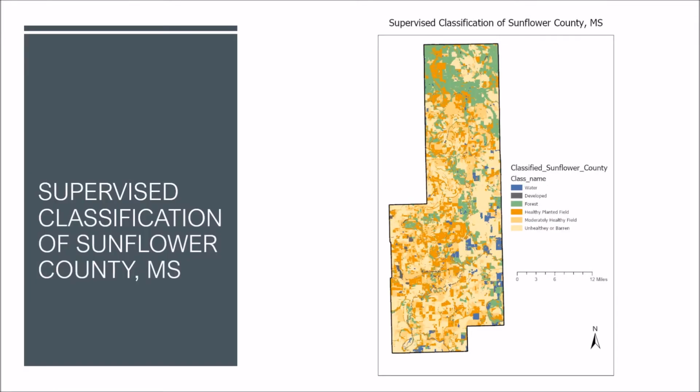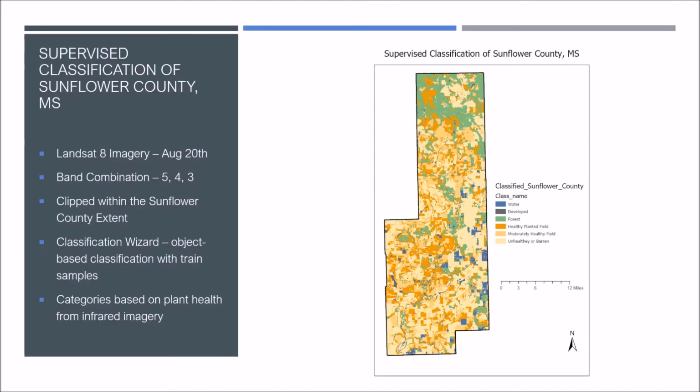The second map product I looked at was a supervised classification. Taking the same Landsat image, but using the band combination 543 for infrared, I ran the classification wizard with training samples. The categories were based on plant health from the infrared image.